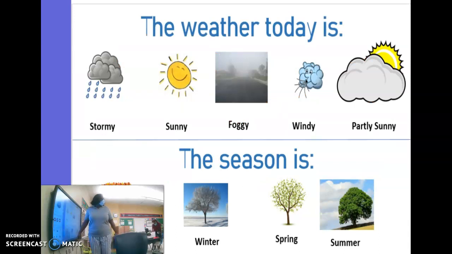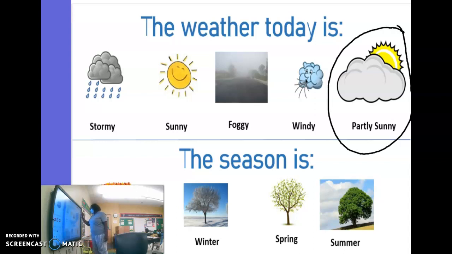What is the weather? What is the weather by you? Is it stormy? No, Miss B, it's not stormy. It may be sunny by you, but from the class, it don't look sunny. What about foggy? No, not foggy. What about windy? Y'all hear that wind? No, we don't hear no wind. Partly sunny. Is it partly sunny? Let's circle it. Partly sunny.